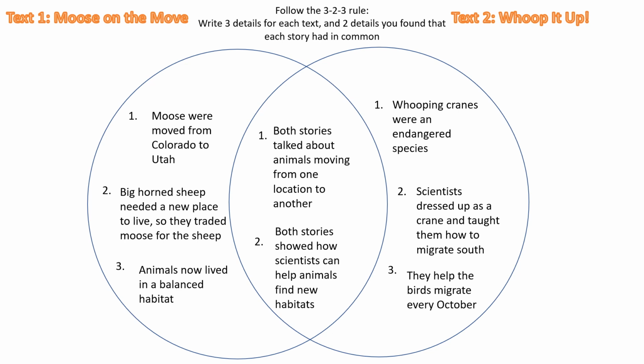So for Moose on the Move, which is over there on the left side, I said that the moose were moved from Colorado to Utah. The bighorn sheep needed a new place to live, so they traded moose for the sheep, and animals now lived in a balanced habitat. For text 2, Whoop It Up, I said whooping cranes were an endangered species. Scientists dressed up as a crane and taught them how to migrate south, and they helped the birds migrate every October.